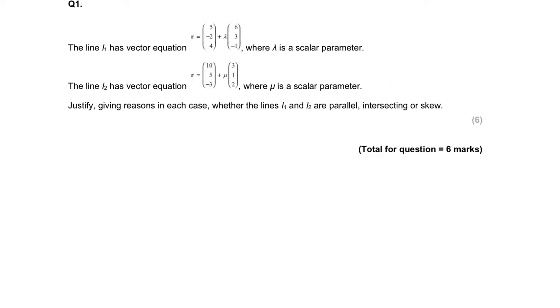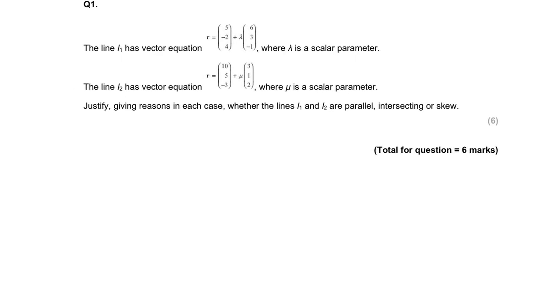Okay, so question 1. The line 1 has vector equation and the line 2 has vector equation. Justify, giving reasons in each case, whether the lines are parallel, intersecting or skew. Okay, if they're parallel, their direction vectors will be multiples of each other. These are direction vectors of the straight lines. They'll be multiples of each other if parallel.